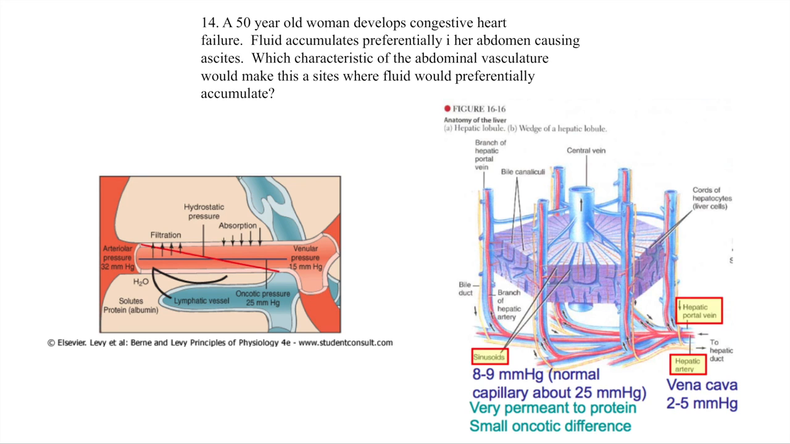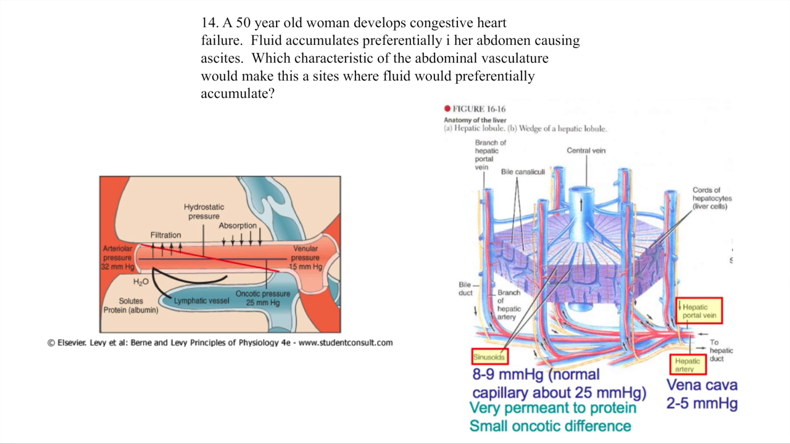So we have a 50-year-old woman with congestive heart failure. She has ascites, excuse me. What characteristics of the abdominal vasculature would cause fluid to preferentially accumulate in the abdomen?